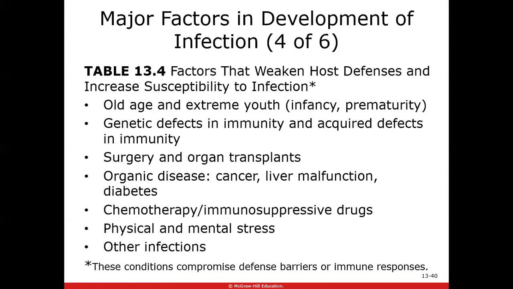Then you have genetic defects in immunity and acquired defects in immunity. People that are immunocompromised have genetic defects or a defective immune system. They're at risk because host defenses are weakened, and so you're more susceptible to infection. You're also more susceptible when you have surgery or organ transplants, or organic disease like cancer, liver malfunction, or diabetes.